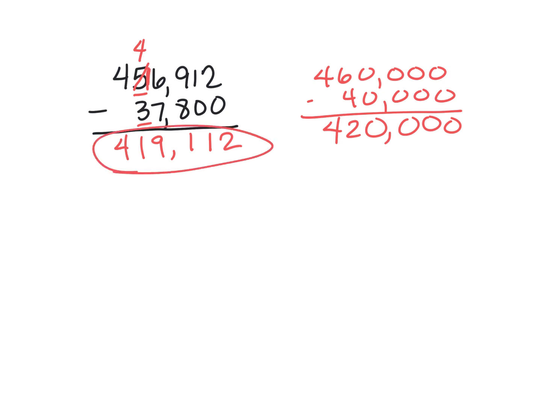The actual answer is 419,112 more pencils than Mrs. Sanchez has. Mr. Montano has that many more pencils. 419,000 is very close to our estimate answer of 420,000. So that is definitely reasonable.